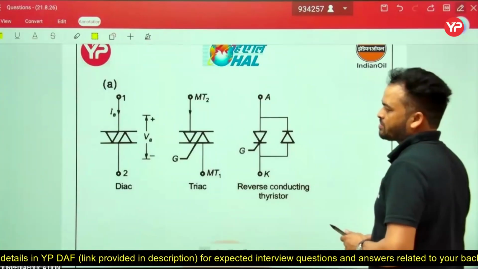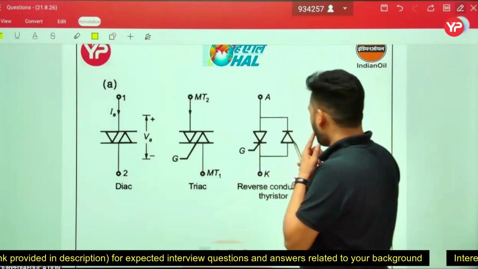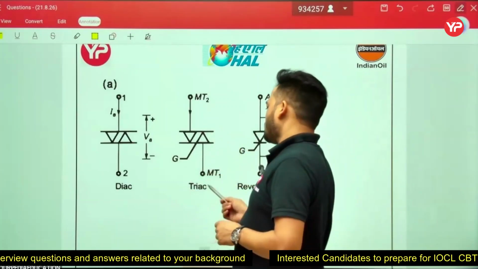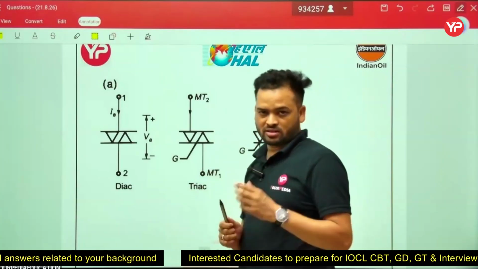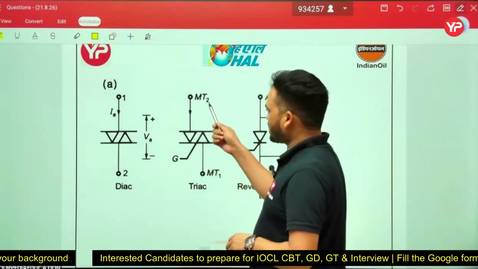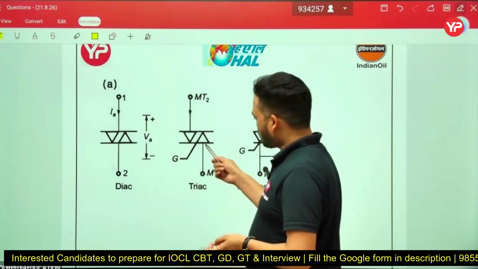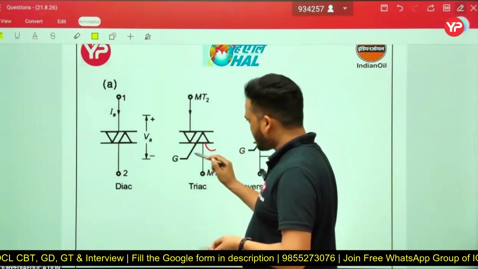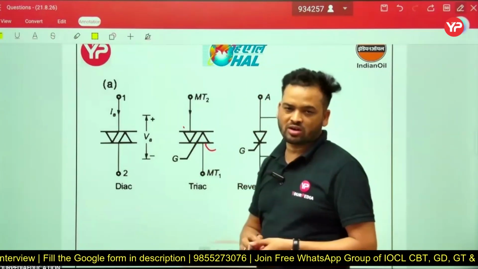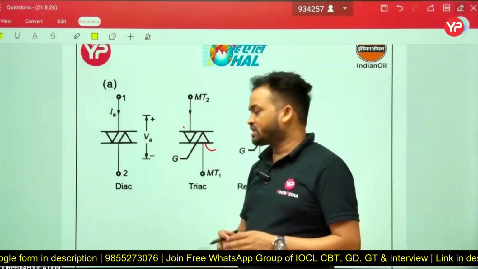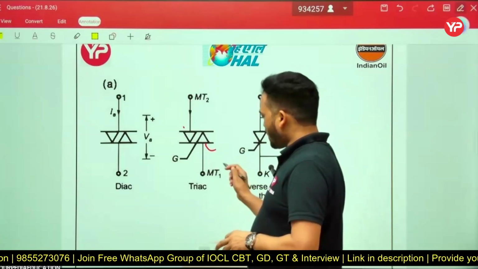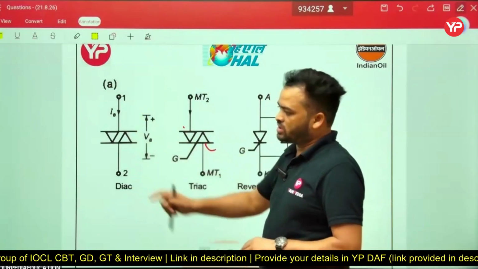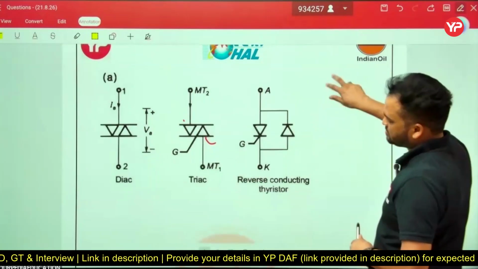This is the symbol also. This is one diode and SCR, the RCT, reverse conducting thyristor. This is two SCRs, with MT1, MT2 and gate as three terminals. But here anode and cathode are not mentioned, because this is the anode for this SCR and this is the anode for this SCR. So anode and cathode terminals are not mentioned here. That is why we mention MT1, MT2 and gate as the three terminals. And this is for the diode, two diodes in anti-parallel fashion.